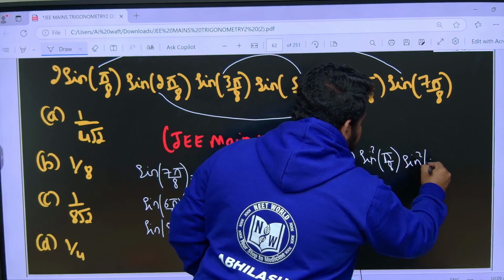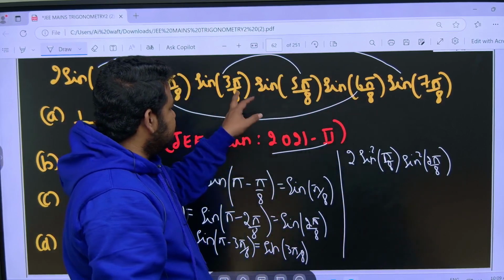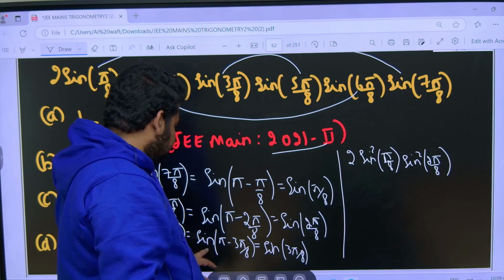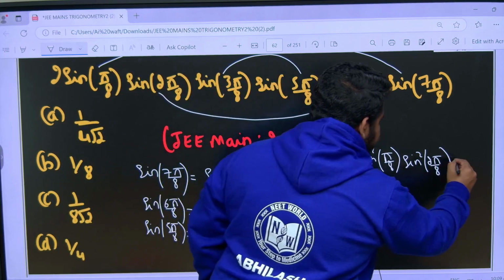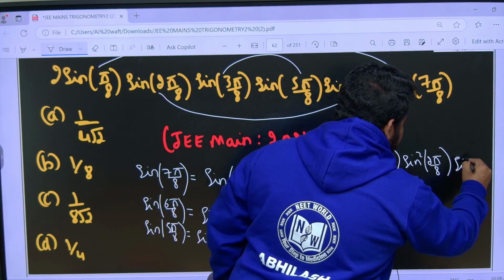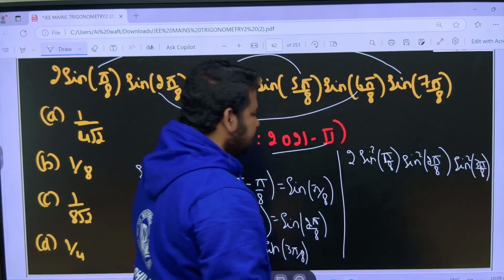Sin square 2 pi by 8. Now look at this one: sin 3 pi by 8 and sin 5 pi by 8. Sin 5 pi by 8 also we got as equal to sin 3 pi by 8. So this will become what, friends? This will become sin square 3 pi by 8.